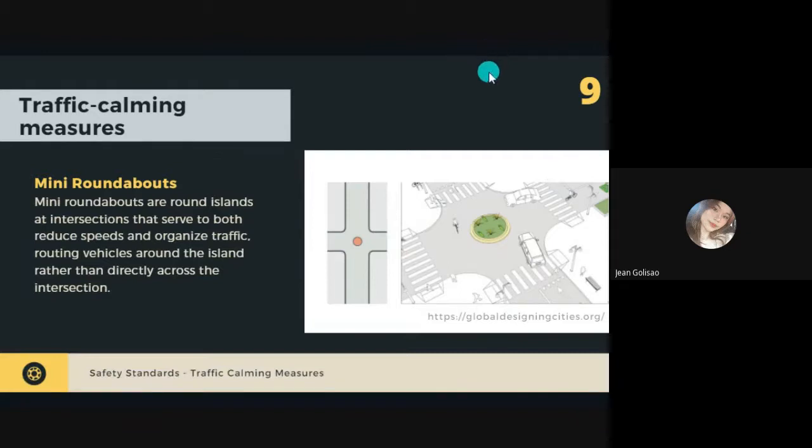Next, we have the mini roundabouts. These are round islands at intersections that serve to both reduce speeds and organize traffic, routing vehicles around the island rather than directly across the intersections. Here in the Philippines, we don't usually make use of this type of calming measure. However, we make use of rotundas, which are much larger in size.